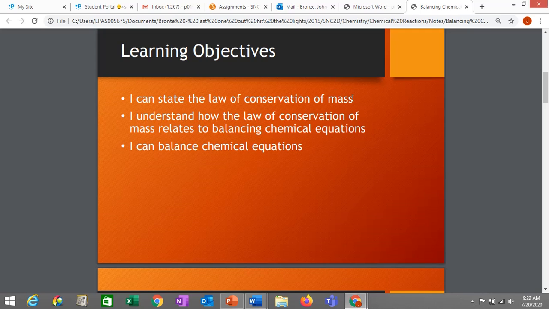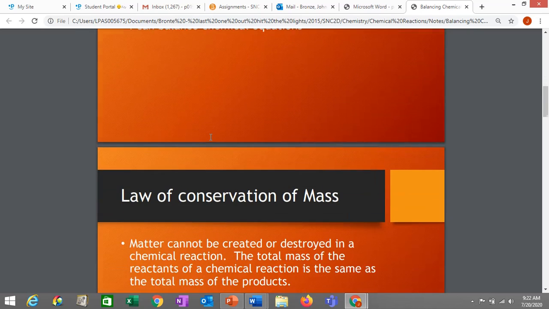Okay, learning goals. So we're going to have to state the law of conservation of mass. Can you say what the law of conservation of mass is? Because it turns out that that's pretty crucial to understanding why we balance equations. So we're going to connect the law of conservation of mass with balancing equations, and then most of your time is going to be spent on the third learning goal, where you're actually balancing chemical equations.